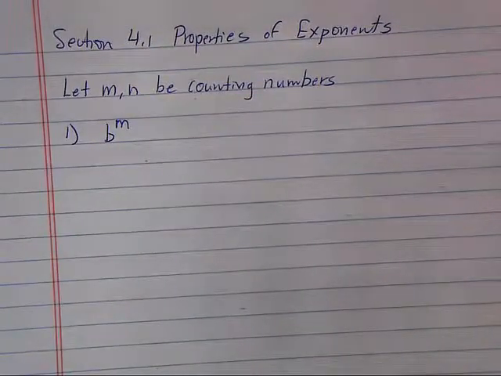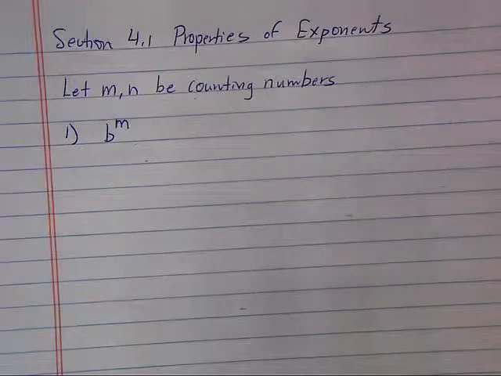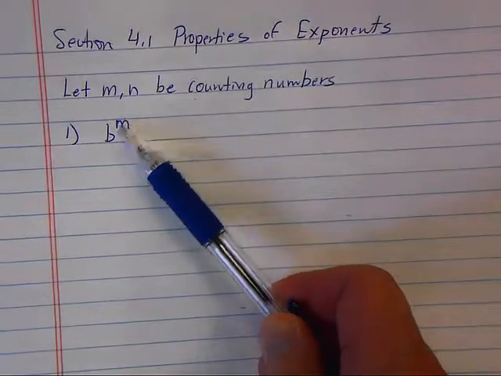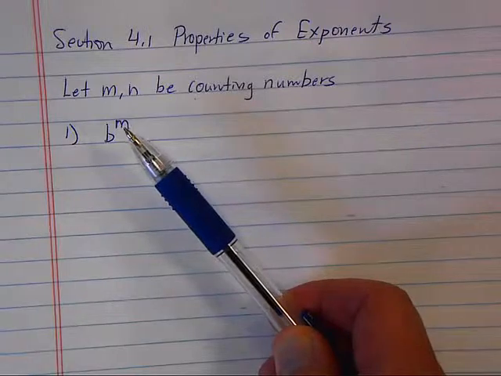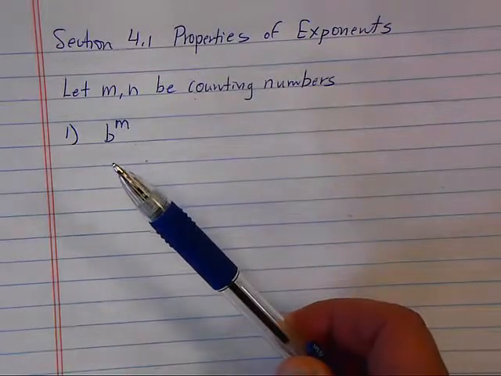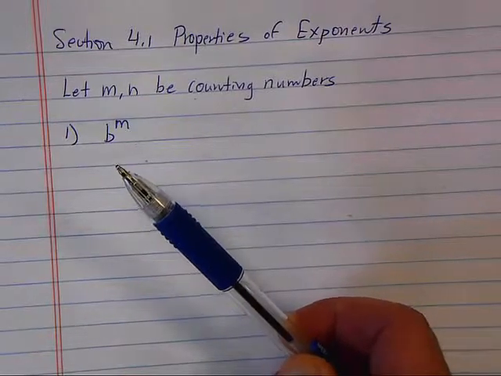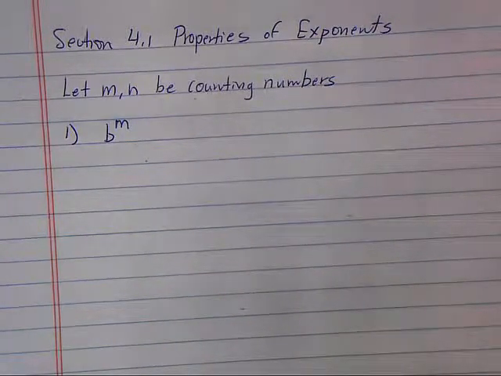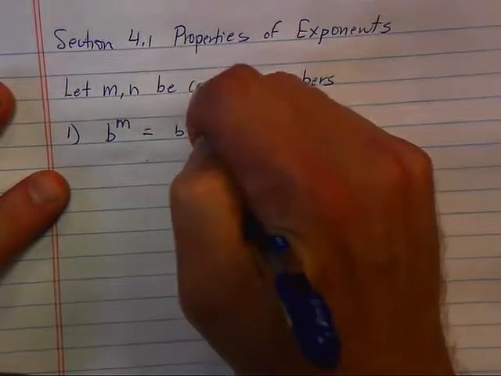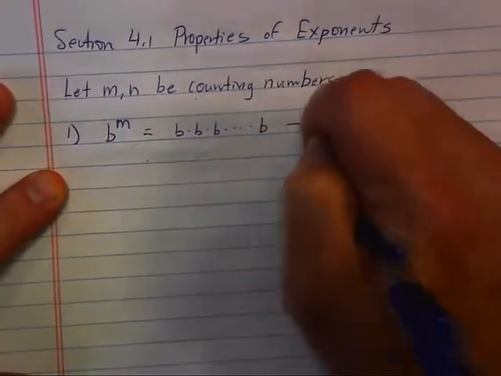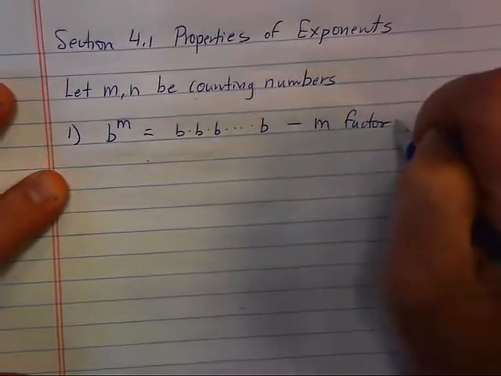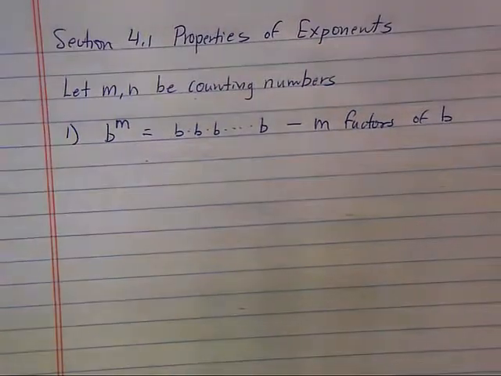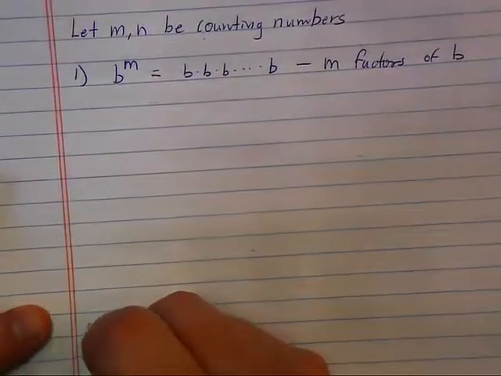What does b to the m mean if m is a counting number? Exponents are a shorthand notation for multiplying by itself. So b cubed would mean b times b times b. If I gave you b to the 8th, that would mean b times b times b, 8 times. Correct. So b to the m means b times b times b, where you have m factors of b. All right, and I don't think that's anything new, so I'm going to leave some space here to write the rest of the rules.